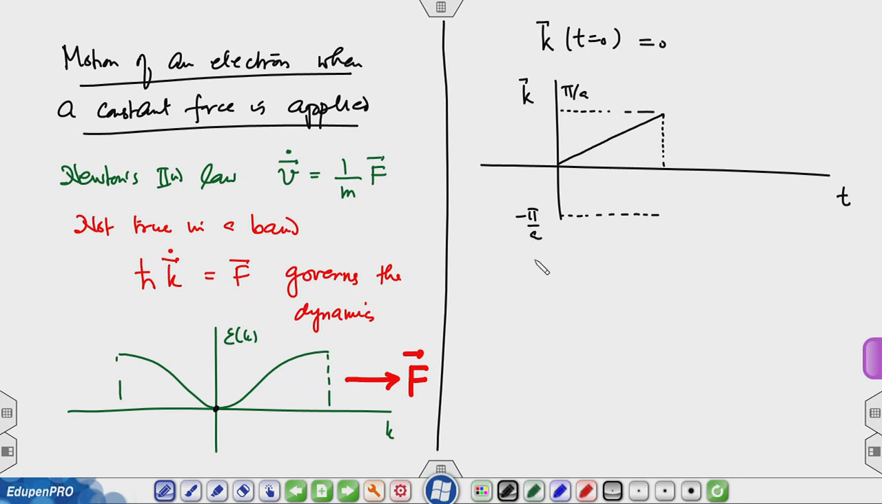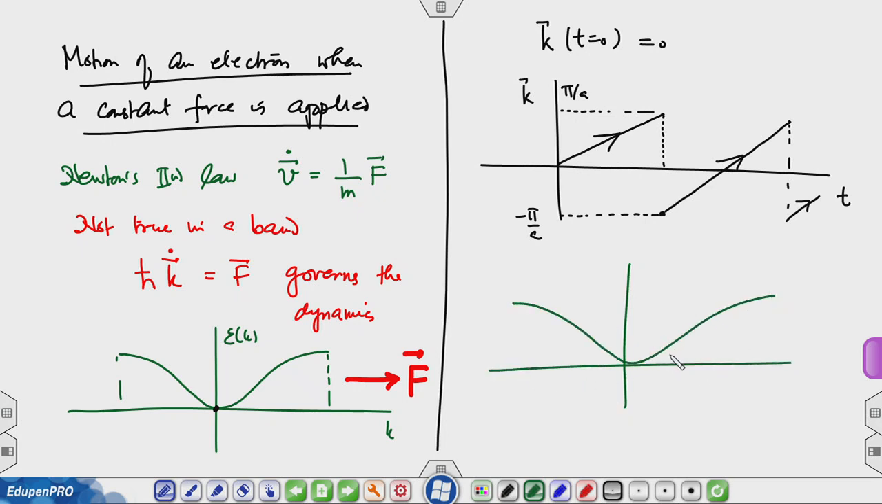So, the electron reaches pi by a, comes to minus pi by a, and this increases again and does the same thing again. So, this is how the electron is moving in the band. Let me show it pictorially in the band what is happening.